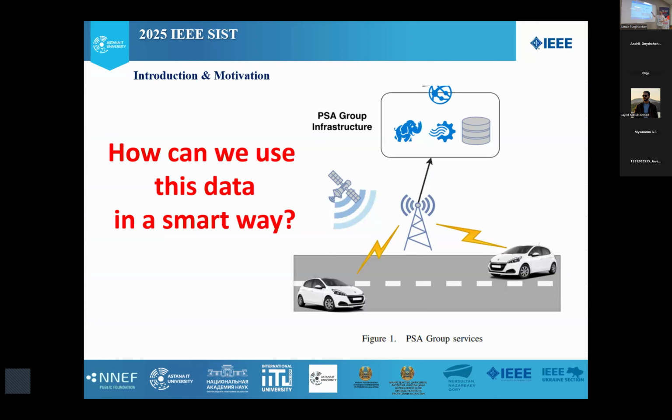This data is stored as unstructured big data in Hadoop, in SQL or NoSQL databases. But the real question is how can we use this data in a smart way? How can we with this data offer prices for insurance or personal safety, or get information from this data?